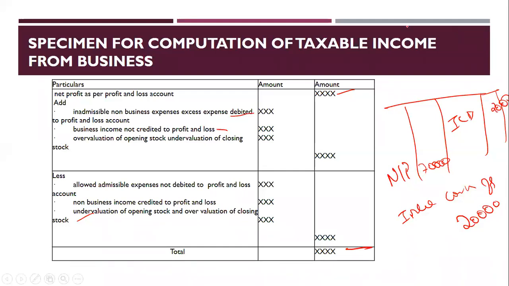In the same way, with overvaluation of opening stock, because of overvaluing, my profit is shown less. So to rectify that, I am doing this. Okay. Am I clear? Any doubt in this? I hope you're clear in this.